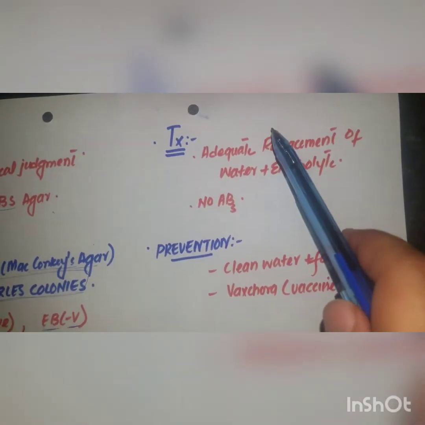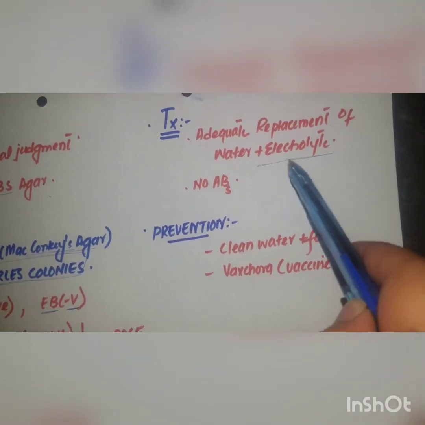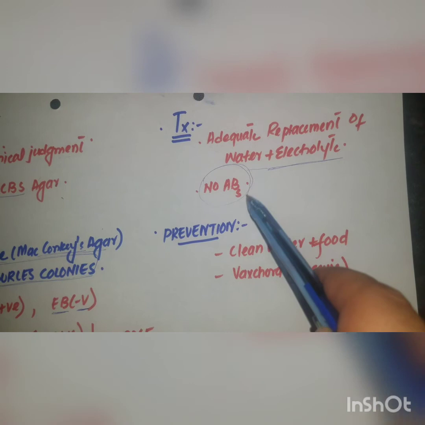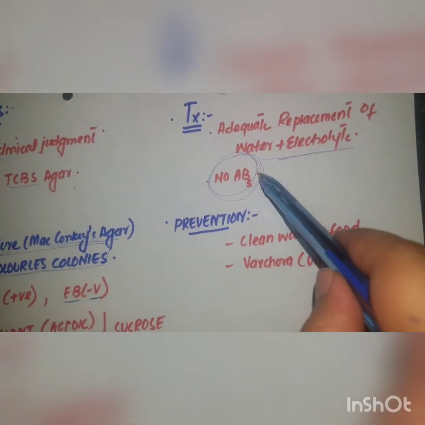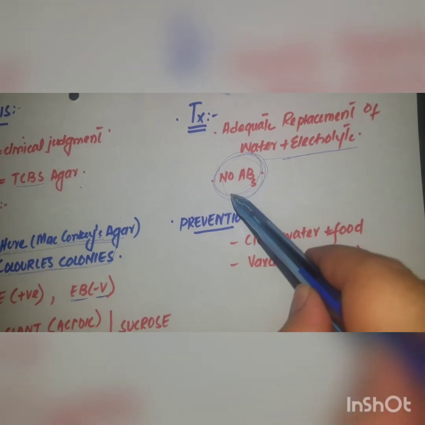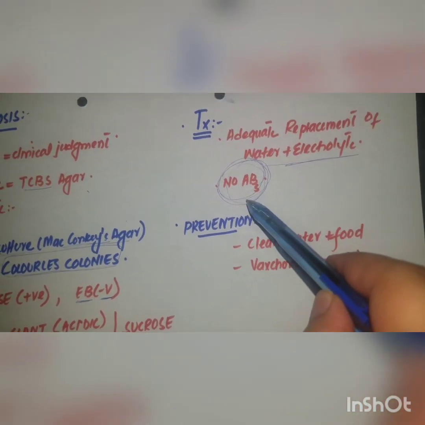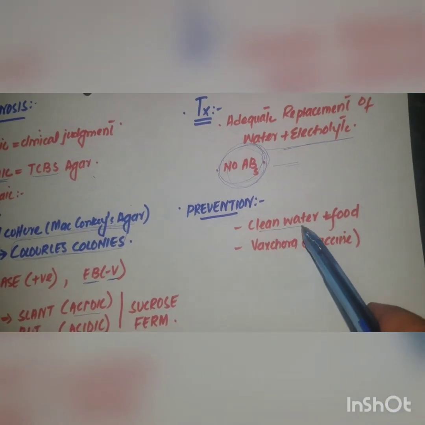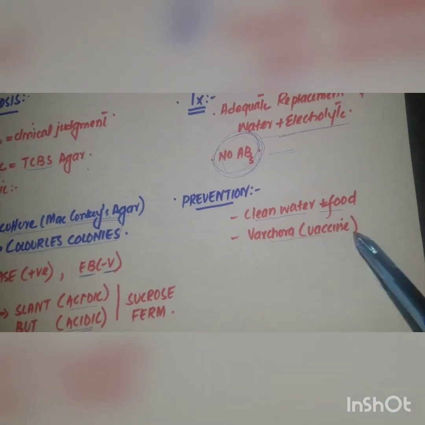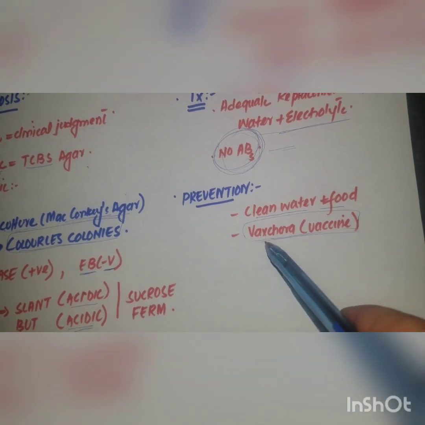The treatment is basically adequate replacement of water and electrolytes. No antibiotics are needed, because if we give antibiotics to the patient, they will just increase the rate of excretion of the organism from the gut. Prevention is by clean water and food. Cholera vaccines are available but not usually used.